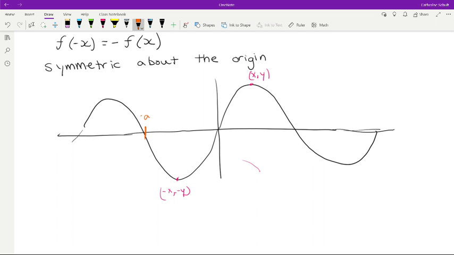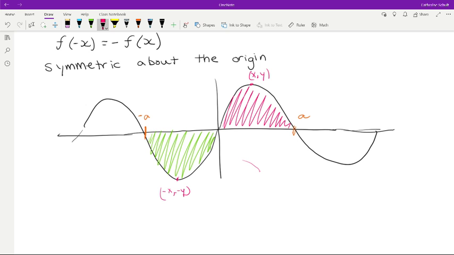Okay, so let's say we have a spot, and we'll just use this. We'll go -a to a, right? This nice symmetry. And so we would be looking at, if we were to take the integral, it would be this area plus this area. And what do you think we can say about these two areas? They're the same quantity because of the symmetry, but they differ in sign.